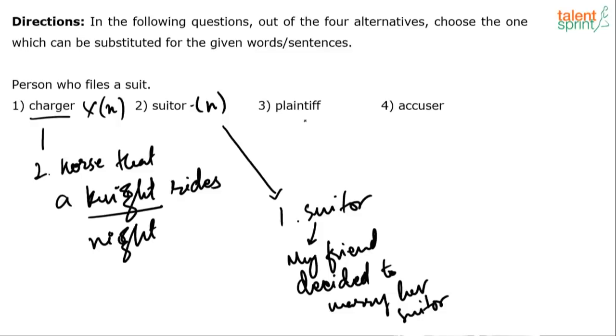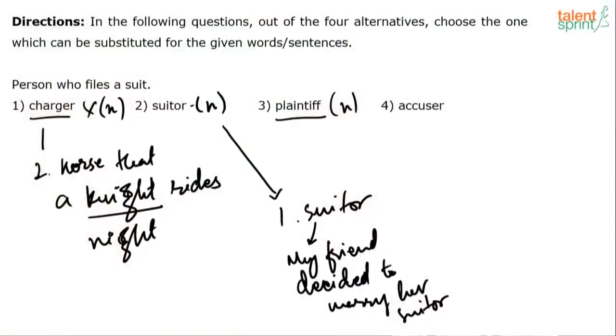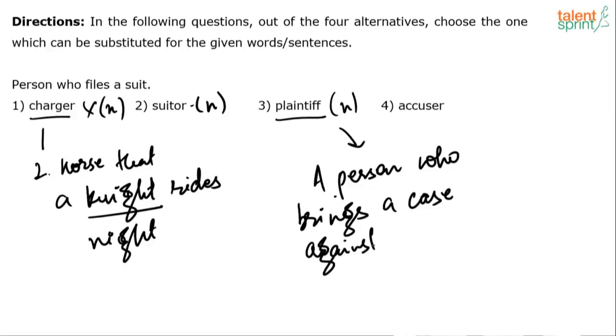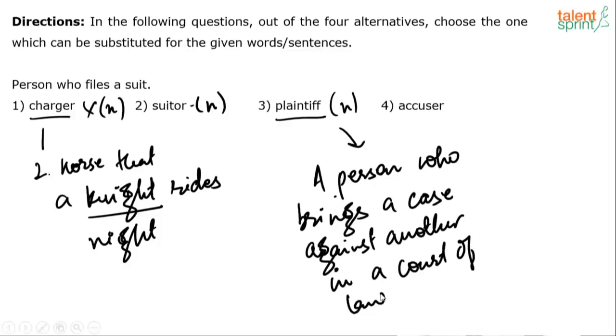As you guys have already pointed it out, it is plaintiff. Plaintiff is also a noun. What is the meaning of plaintiff? Plaintiff means a person who brings a case against another in a court of law.